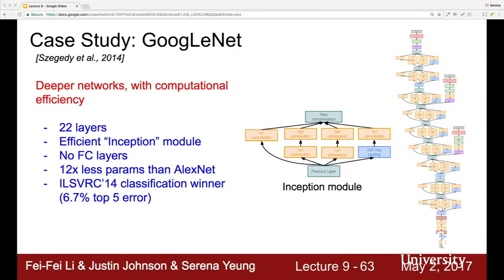Okay, so GoogleNet is basically 22 layers. It has this efficient inception module. There are no fully connected layers. It has 12 times fewer parameters than AlexNet, and it's the ILSVRC 2014 classification winner.